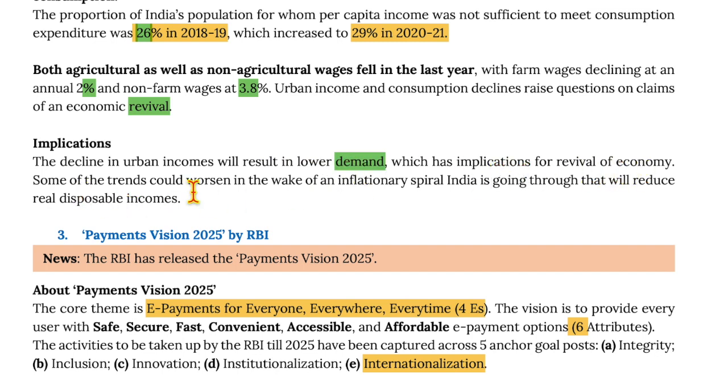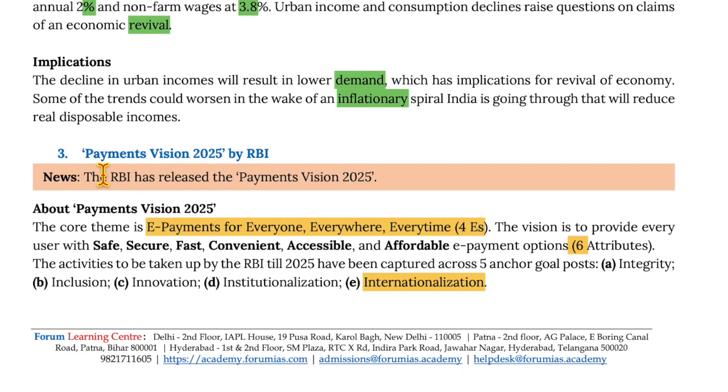Some of the trends could worsen in the wake of the inflationary spiral India is going through that will reduce real disposable incomes. Moving on, we have Payments Vision 2025 by RBI.